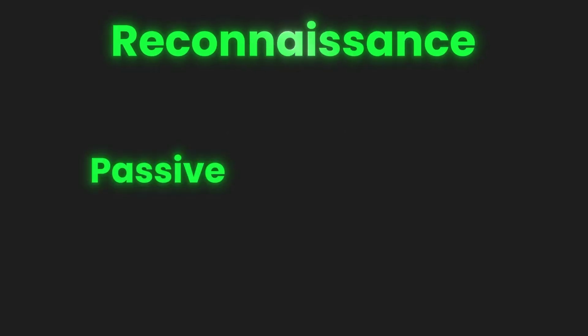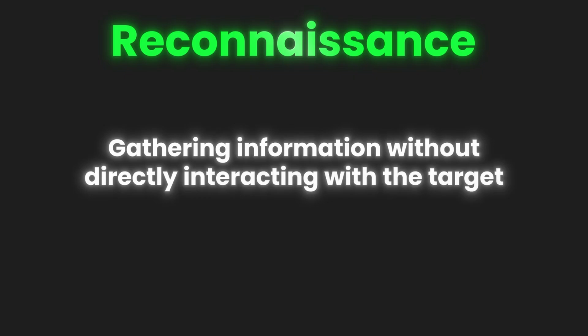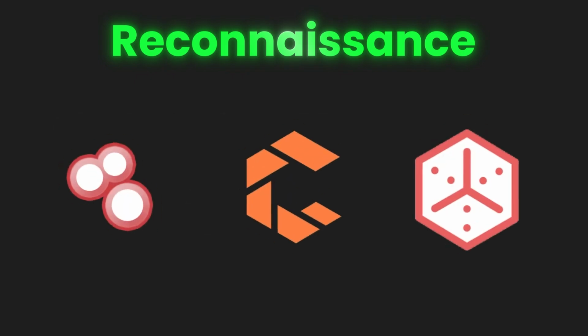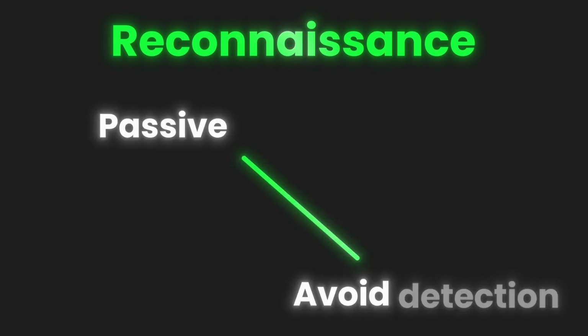There are different types of reconnaissance: passive and active. Passive reconnaissance involves gathering information without directly interacting with the target. This can include searching public databases, social media, and other open sources. Tools like Shodan, Censys, and theHarvester can be incredibly useful for passive reconnaissance. Active reconnaissance, on the other hand, involves direct interaction, like scanning the target's network. Always start with passive reconnaissance to avoid detection.